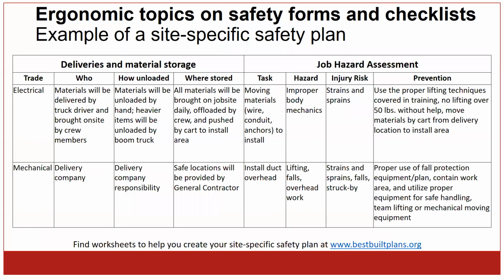Next, create a simple form or checklist to list how tasks will be done. This information may be listed in your safety program or on a site-specific safety plan and will need to be communicated to your workforce. This slide shows one example. The Best Built Plans program includes a workbook, individual worksheets, and checklists that you can use and tailor to create your site-specific safety plan.